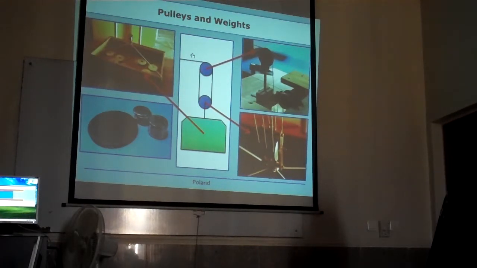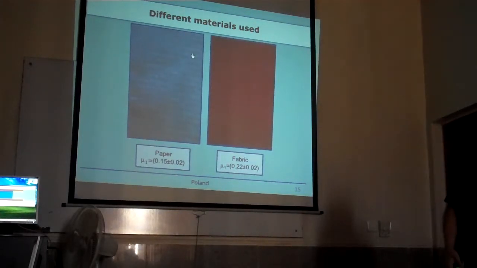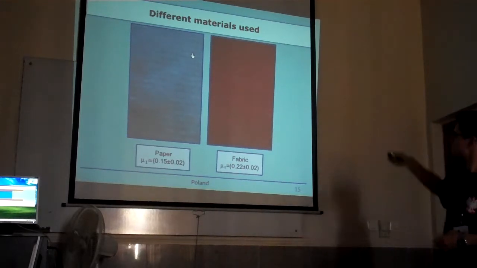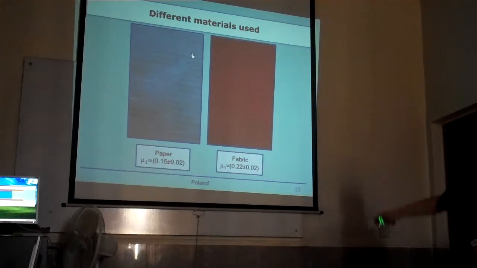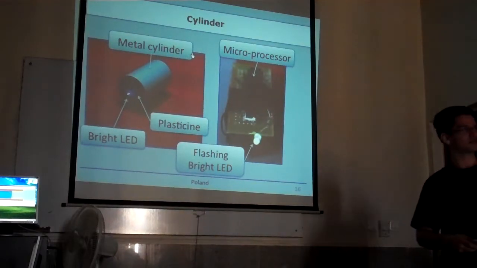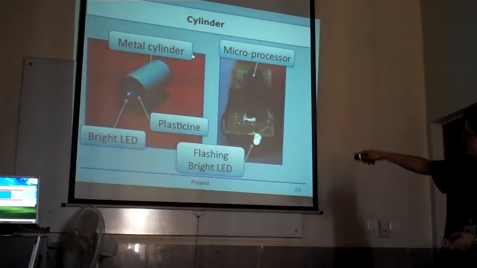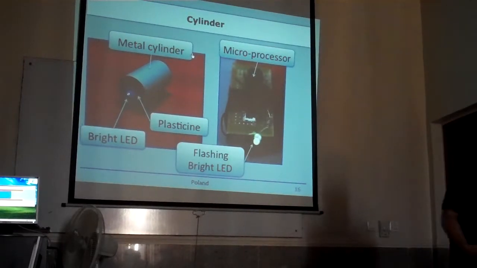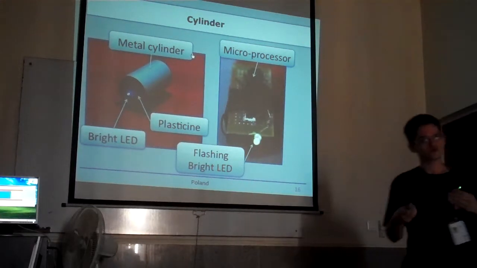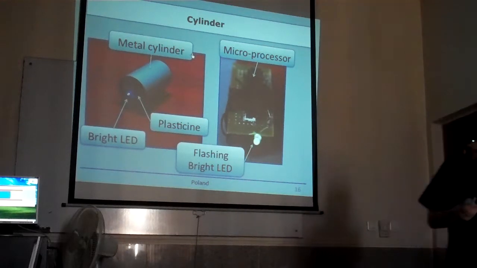In our experiments, we used two materials. The first is paper, for which the coefficient of friction between paper and cylinder was measured by us, and fabric with the following coefficient of friction. In our experiments, we used a metal cylinder, as you can see here, filled with plasticine, and attached a bright LED. In order to measure the acceleration, we used a flashing LED, whose flashing frequency was controlled by a microprocessor. Here you can see this flashing green LED.